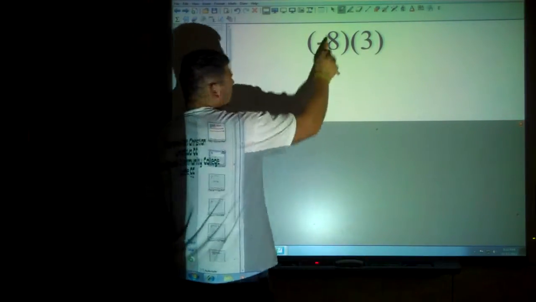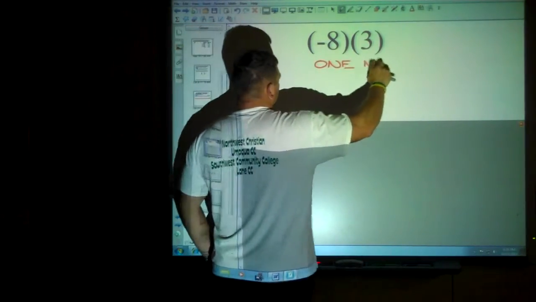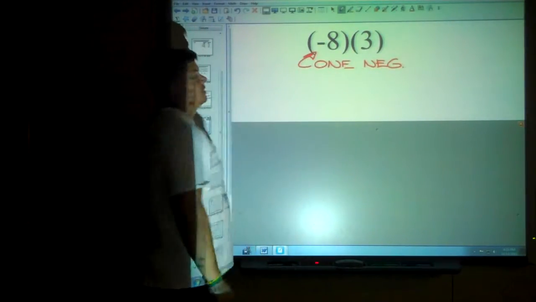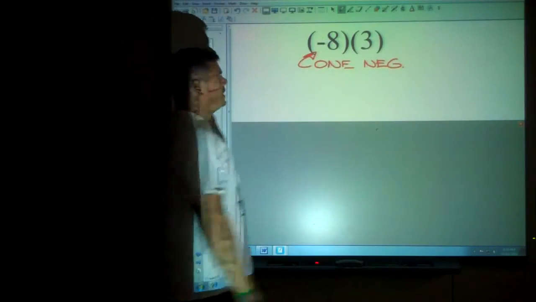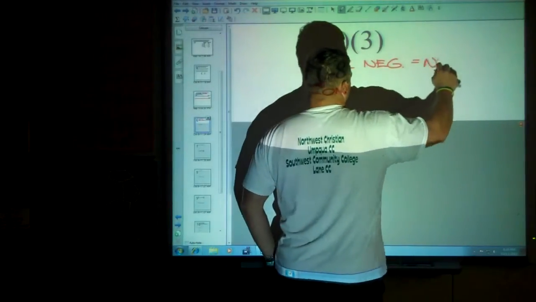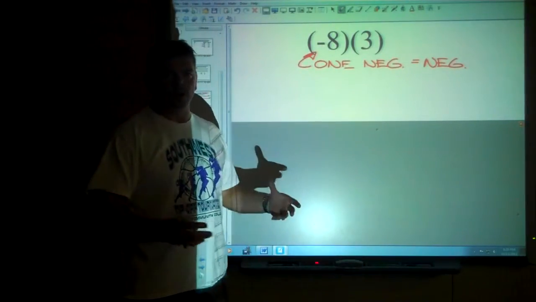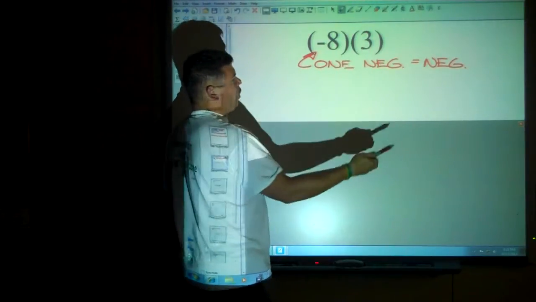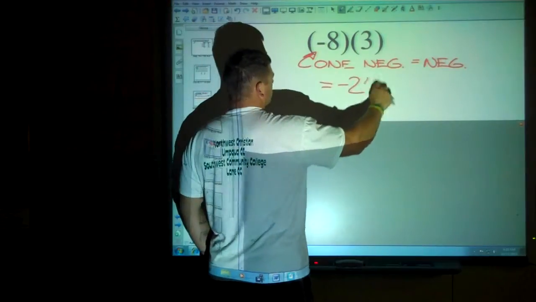Our first example, we have a negative 8 and a 3. There would only be one negative here. Since there's one negative, that's an odd number of negatives. They're different signs, which means it's going to equal a negative answer. You go ahead and multiply like you normally would, you just have to pay attention to your signs. Since 8 times 3 is 24, and we know our answer is negative because they're different signs, this equals negative 24.